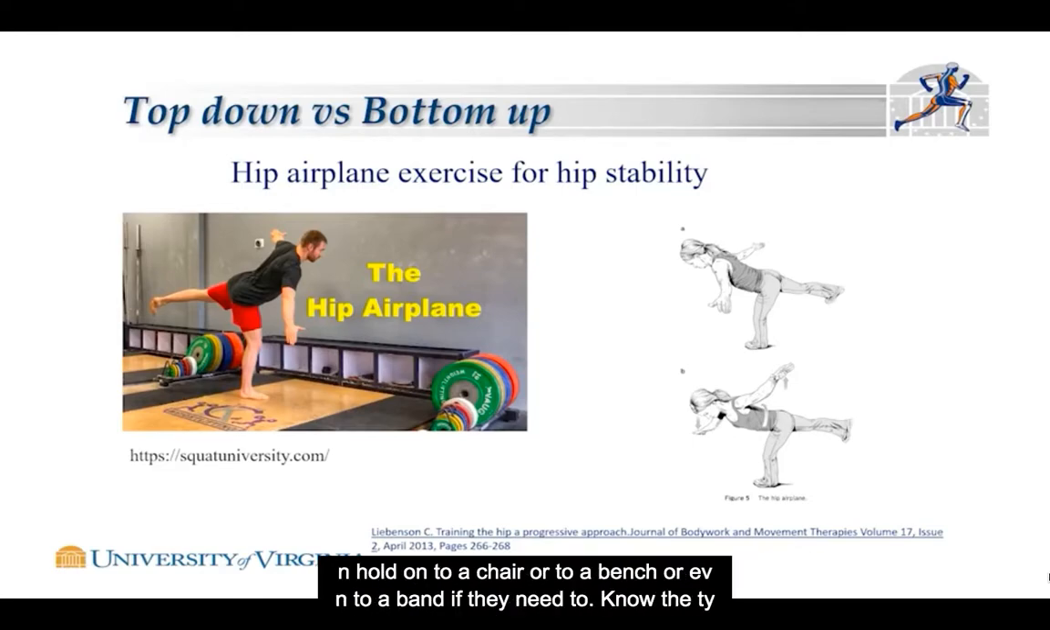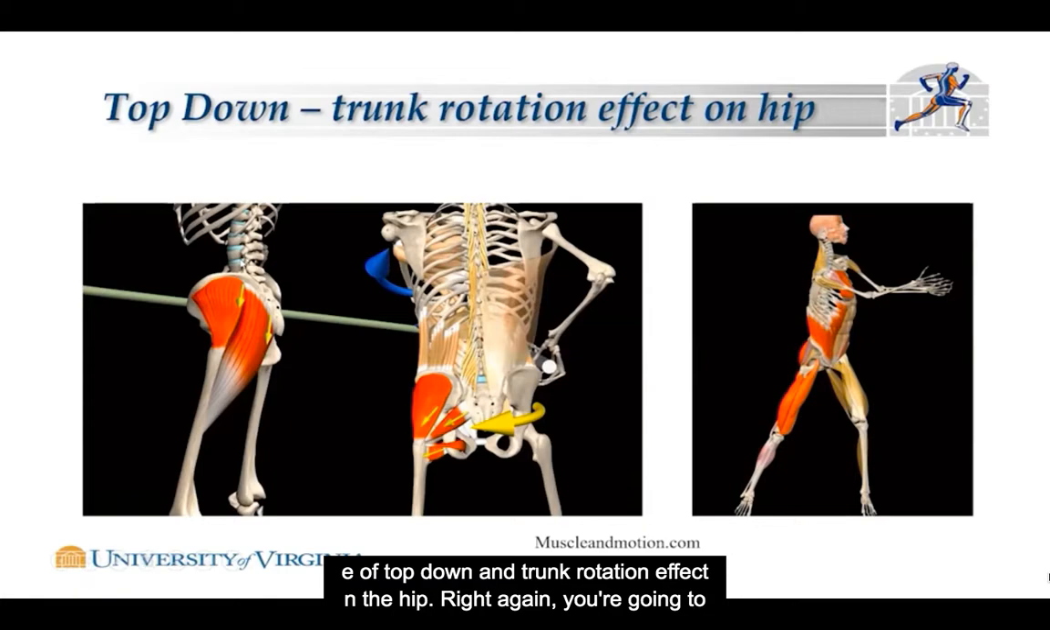They can hold on to a chair or to a bench or even to a band if they need to. Another type of top-down trunk rotation effect on the hip, right? Again, like a ball toss against the wall, you're going to get that external rotation in this back hip. You're supporting yourself through your core stabilizing muscles here.